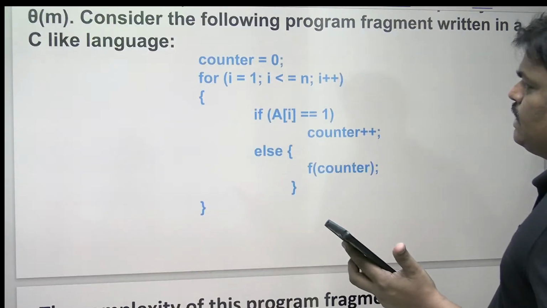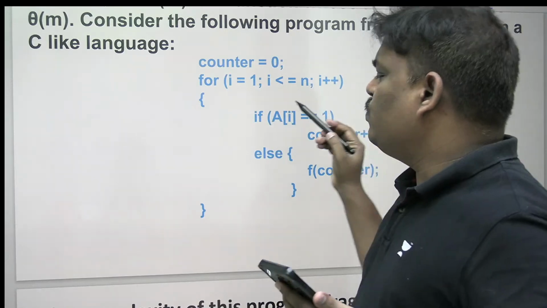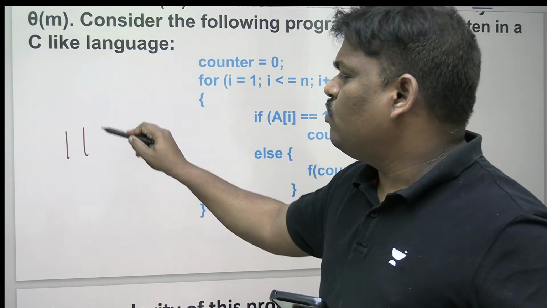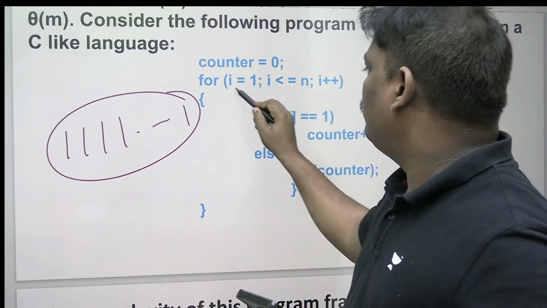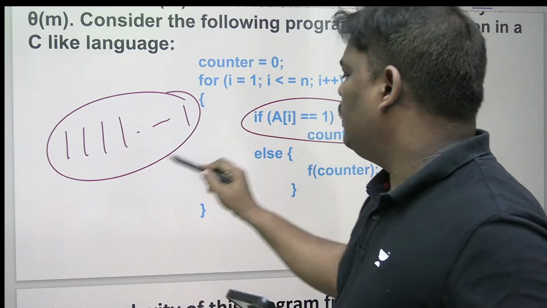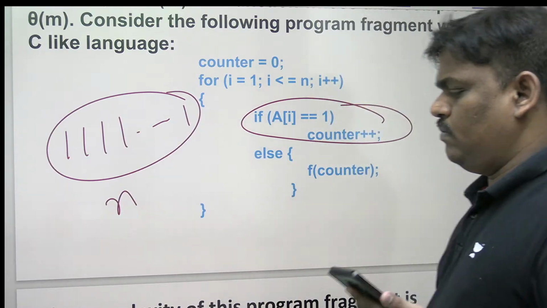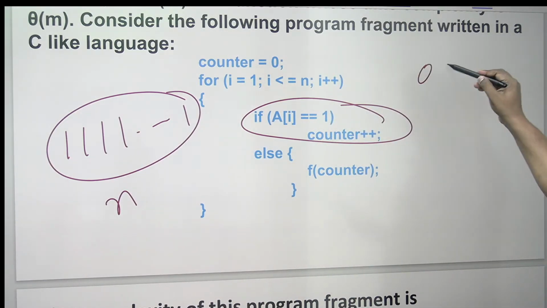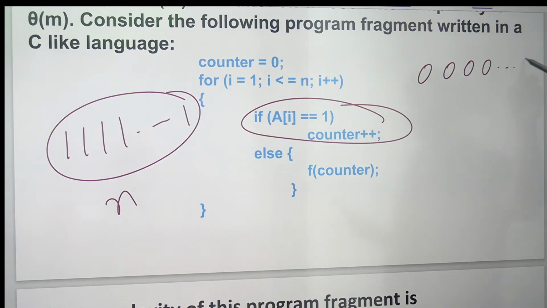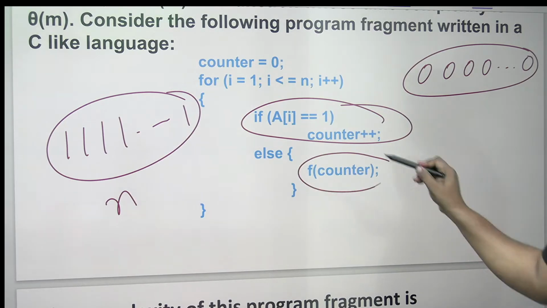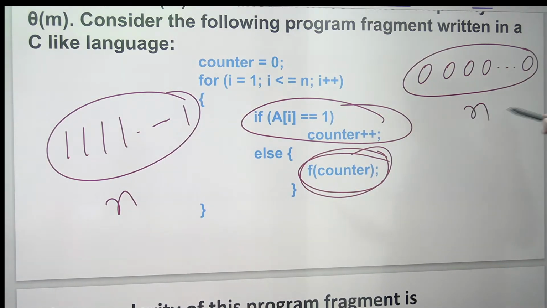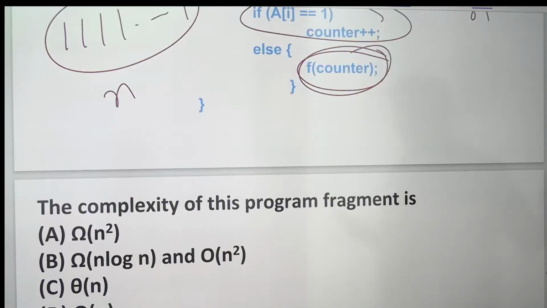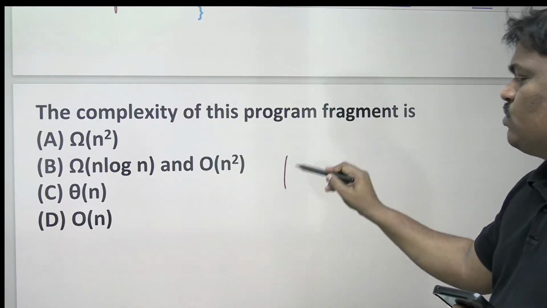Yeah, let's see this one. This program, if you see, can you help me now? All ones, what is the answer? N. Next one, can you say all zeros? All zeros, what is the answer? All zeros means every time you will come here. What is the answer? N.